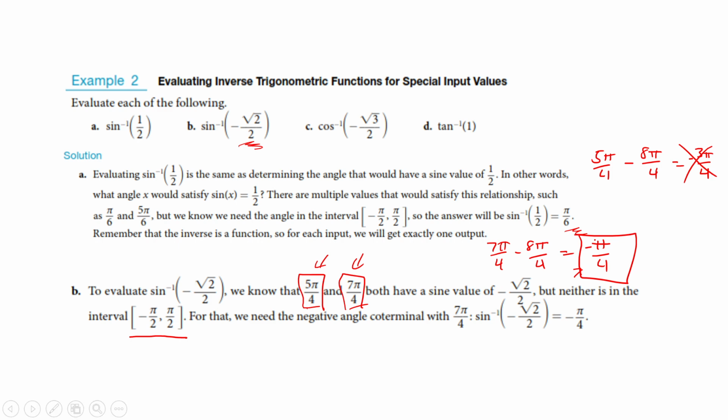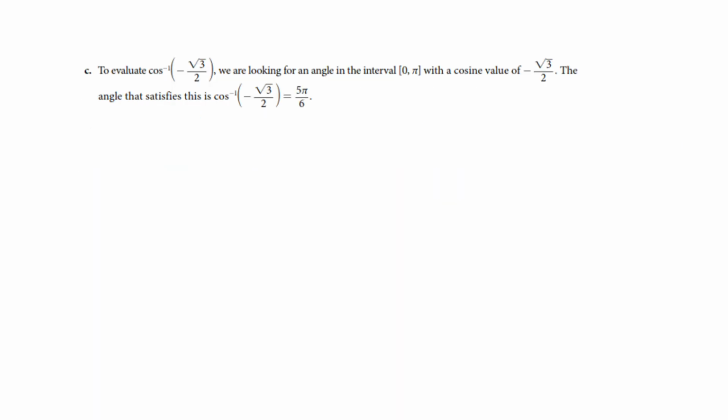Okay, this is a little tricky. Let's take a look at some more here. Okay, so we want to say what angle gets a cosine ratio of negative radical 3 over 2. Let's go in reverse. Well, if we look this up on our unit circle, 5 pi over 6 is an angle that gets negative radical 3 over 2. Now look, 5 pi over 6, that is in the acceptable range for the inverse function. So we're done. That one worked. That was perfectly fine. So we don't have to spin around the circle. We're just good.